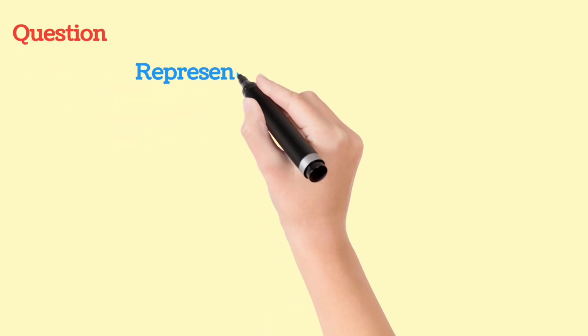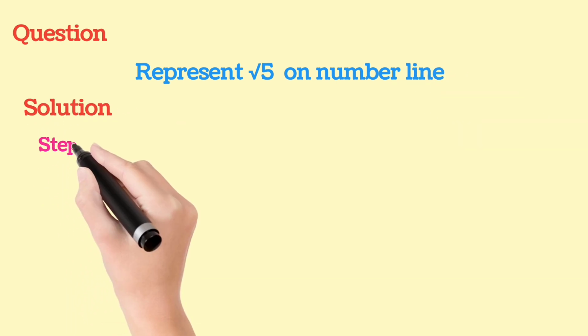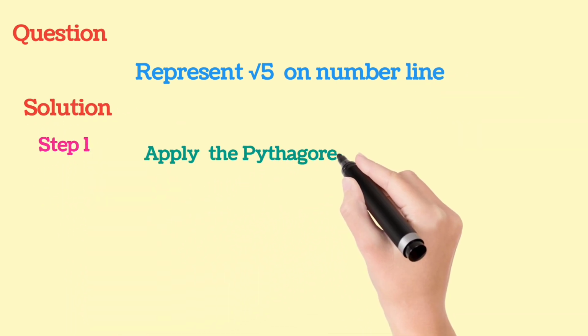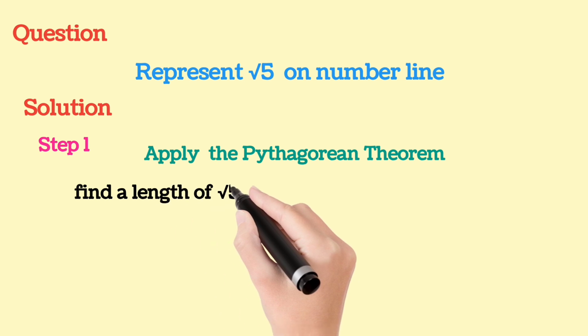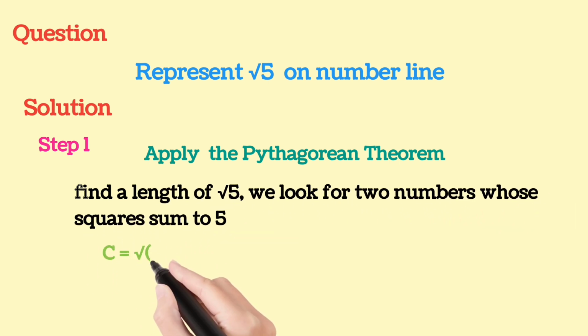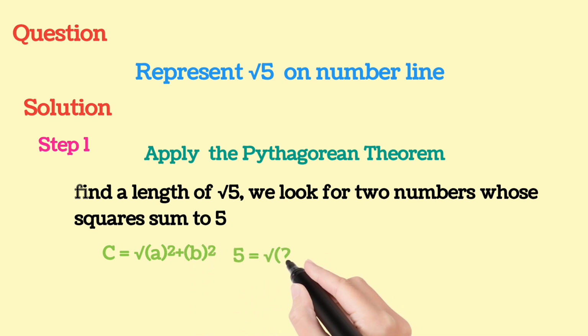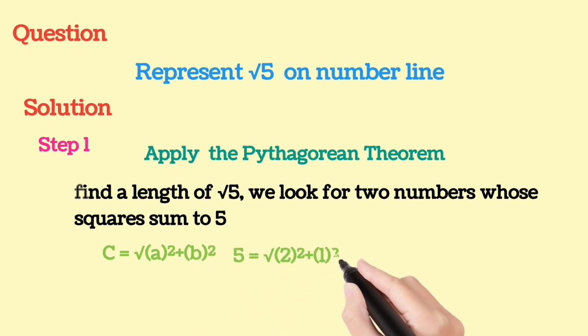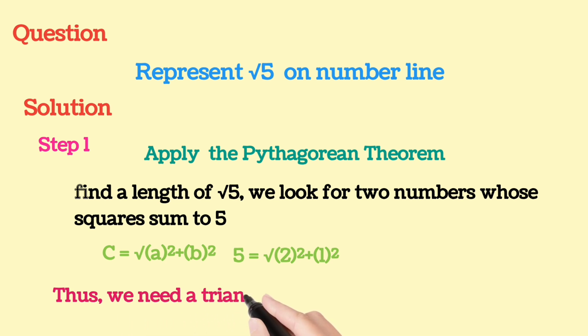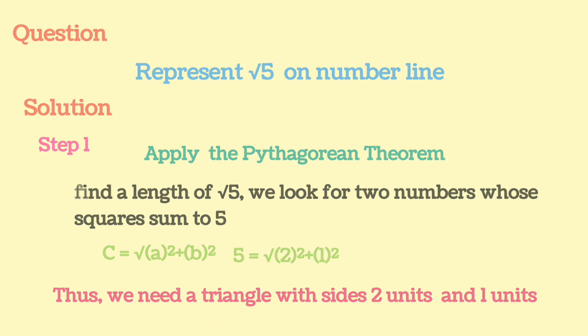Question: represent root 5 on the number line. For this solution, step 1. Apply the Pythagoras theorem and find the length of root 5. We look for two numbers whose squares sum to 5. C equals root of a square plus b square. Root 5 equals root of 2 square plus 1 square. Thus, we need a triangle with sides 2 units and 1 unit.